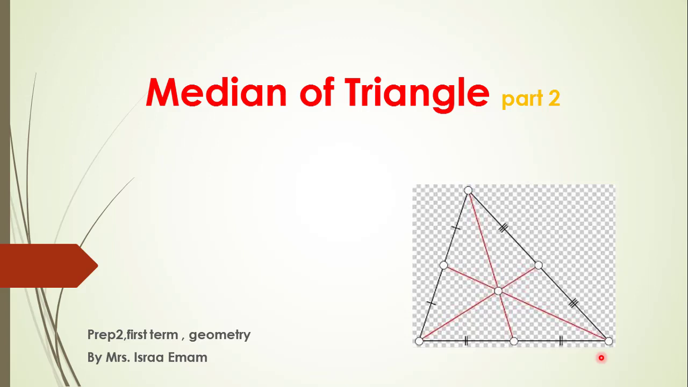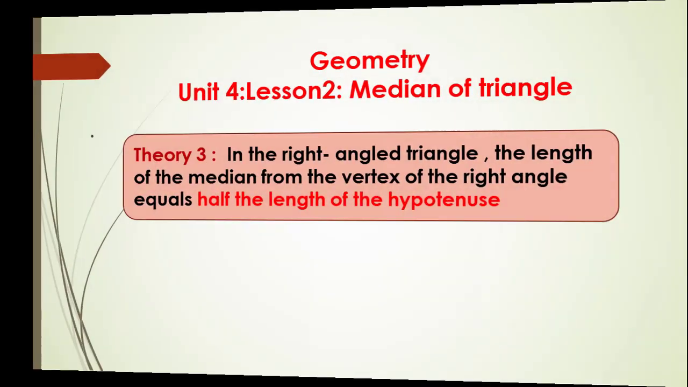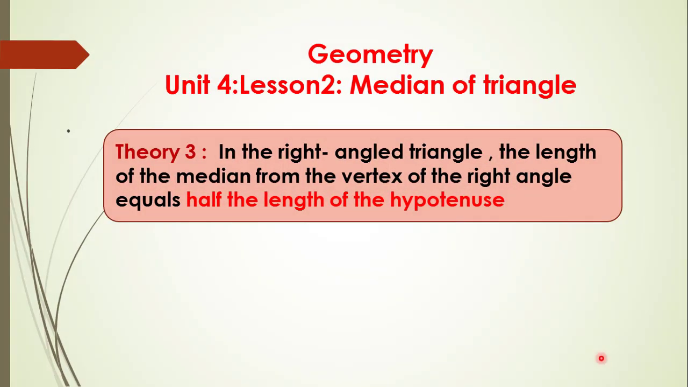Let's continue the first lesson in geometry, which is median of a triangle. In this lesson we will take a new theory. Let's read the theory, then we'll explain it. In the right angle triangle, the length of the median from the vertex of the right angle equals half the length of the hypotenuse.